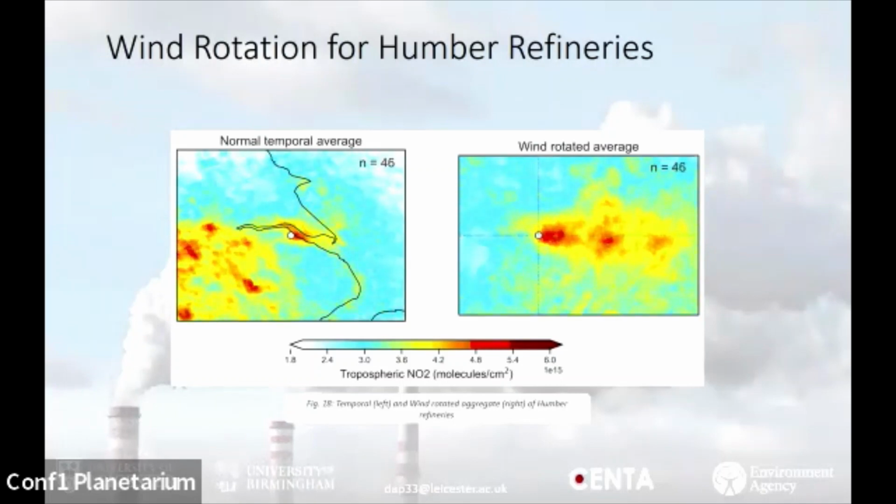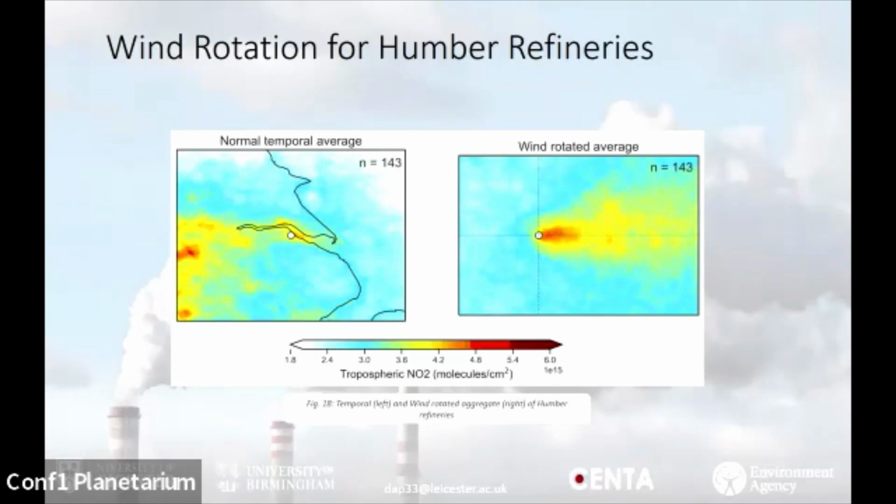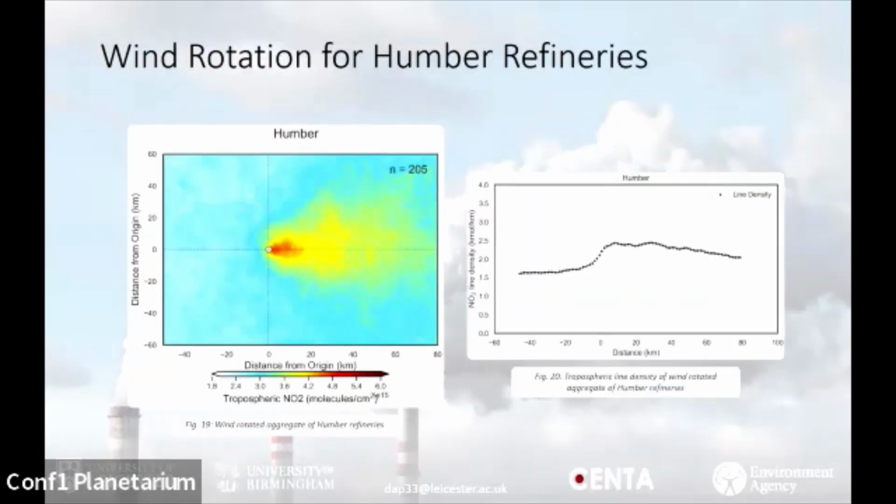We can immediately see quite a big issue: as well as the plume from the site, we're also getting additional downwind enhancements that aren't necessarily related to the site in question. This could be from Hull or from Scunthorpe, but it's introducing noise to our wind-rotated aggregate. If you look at the line density, we're not seeing the downwind decay that we'd expect to see from just a point source. So we've got additional sources, which means that we can't fit our exponentially modified Gaussian function. We can't derive emissions.